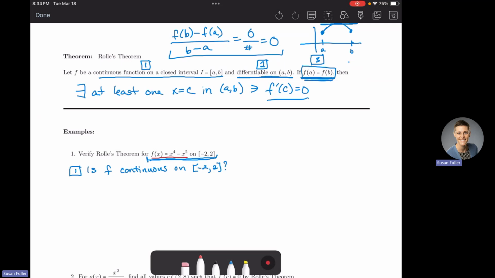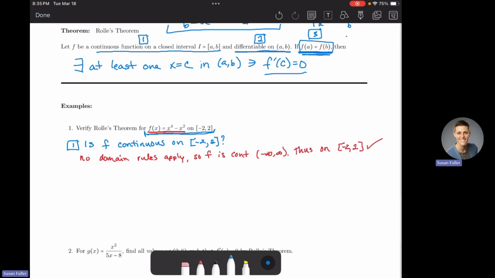Well, my function is x to the fourth minus x squared. So to figure out if we're continuous, we apply our domain rules. We have domain rules for fractions, roots, and logs, but none of those things apply here. I don't have roots, I don't have logs, I don't have fractions, no domain rules apply. So my function is continuous everywhere, from -infinity to infinity. Thus, we're good from -2 to 2. Check. Right? Continuity, check domain rules.